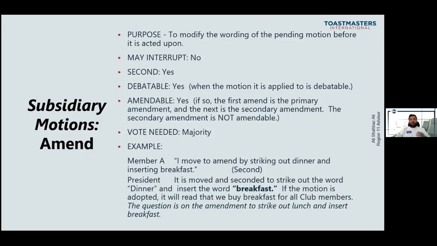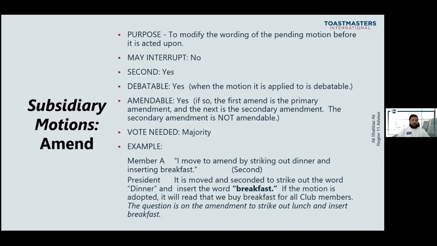So here is what we can do when we want to amend a motion. We have to be sure of one thing, that we don't bring up something which is not related to the main motion. For example, a member makes a motion: I move that we all go for dinner. So it's a motion, seconded, as we discussed in the previous session, a simple motion.